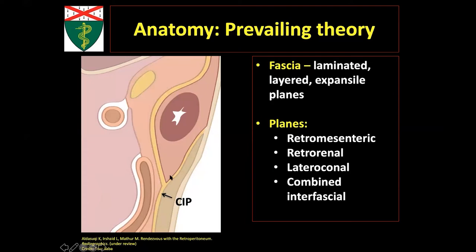So if you look at these sagittal images on a CT scan, with the retroperitoneal processes, and I'm going to show you a few in a bit, you may often end up seeing a Y shape as the combined interfascial plane goes downwards, forming from the union of the retromesenteric and the retrorenal planes.